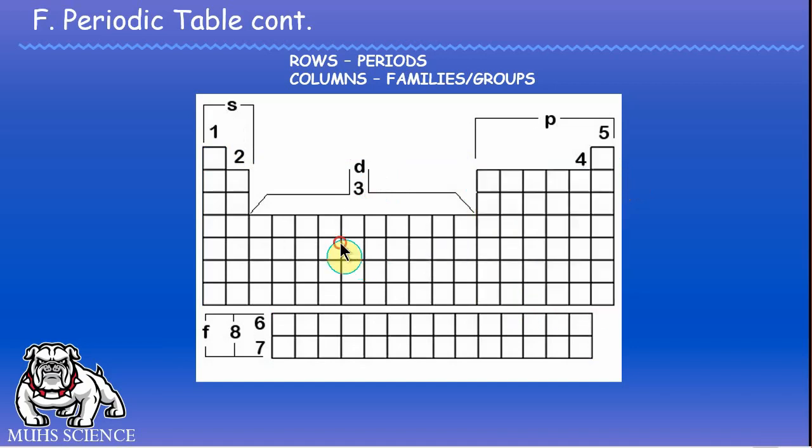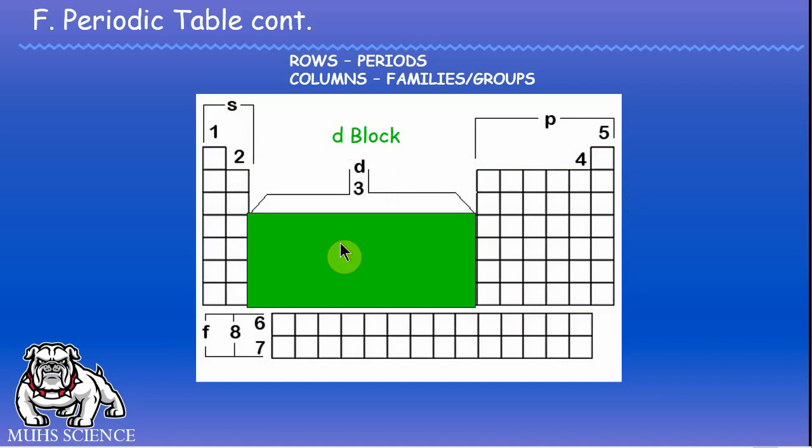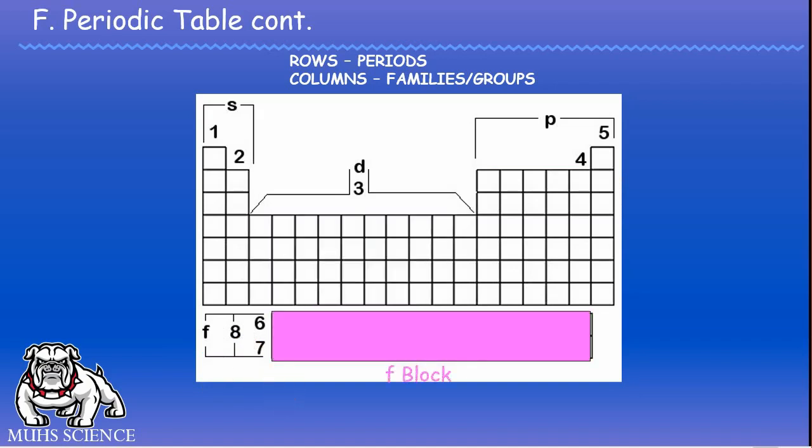Section 3 is the D block, the transition metals that you just learned. And then the rare earth elements that we just learned about, that's the F block. So those are your major sections of the periodic table.